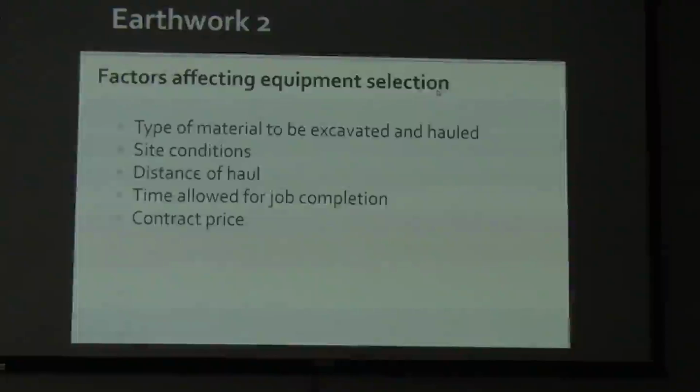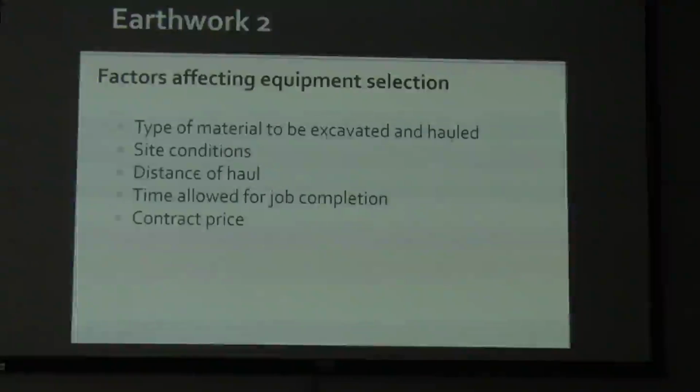Factors affecting equipment selection: type of material to be excavated or hauled, the site conditions, the distance of the haul, time allowed for job completion, and the contract price. These are what affect our equipment selection. Why is it? Let's look at these.